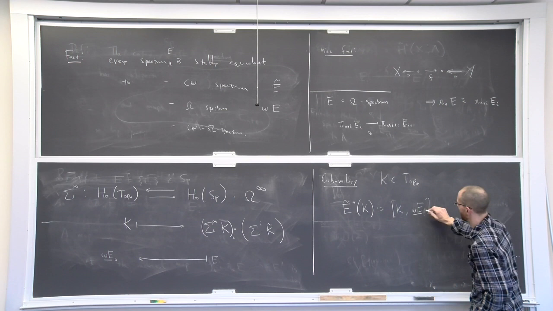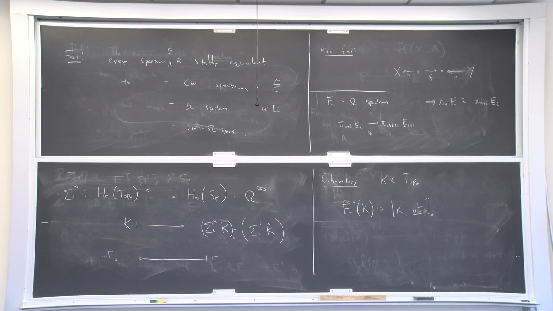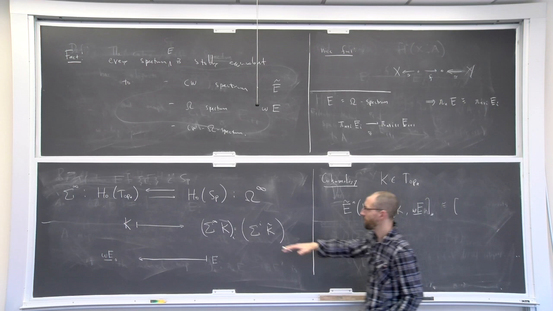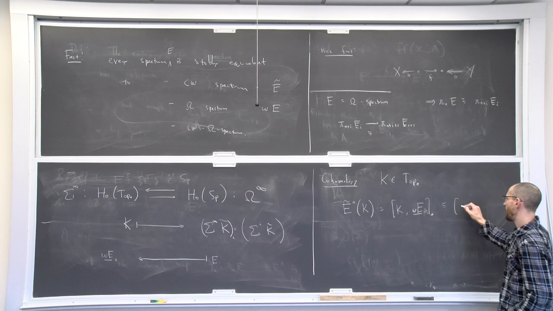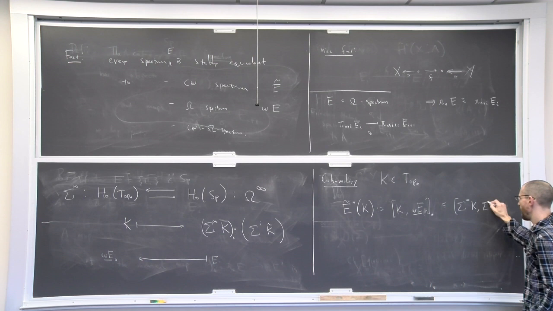However, I also want to emphasize that it turns out this can also be taken to be the homotopy classes of maps from the suspension spectrum of K into the nth suspension of the spectrum E itself. So this is an elaboration of this adjunction over here.